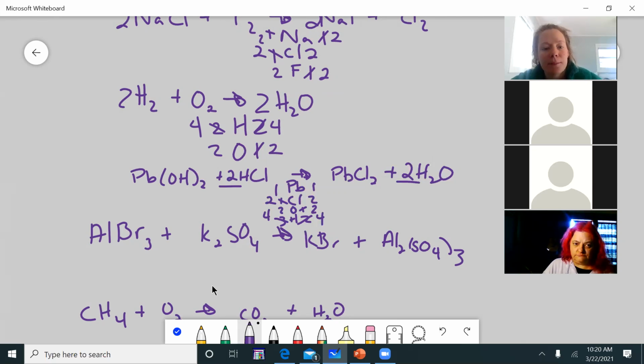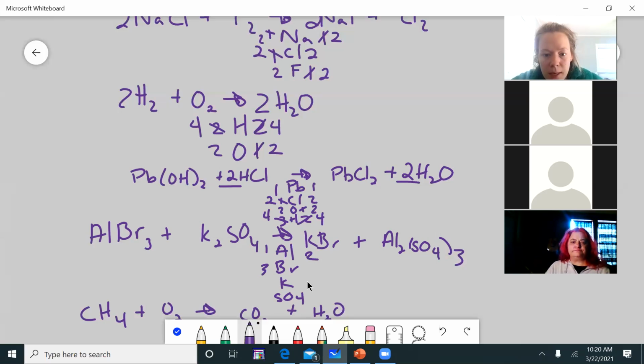This next guy here, sulfate stays intact here, so I can't take inventory of it as a whole. So I've got aluminum, I've got bromine, I've got potassium, and then I've got sulfate. I start with 1 aluminum. Sorry, it's a little smushed here. I end with 2 aluminums. I start with 3 bromines. I end with 1 bromine.